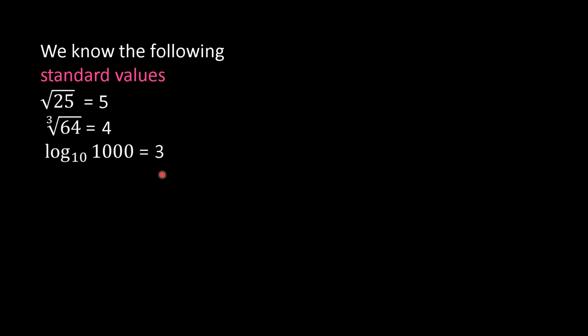We know the following standard values. Under root 25 equals 5. Cube root of 64 is 4. Log of 1000 to the base 10 is 3. Sin 30 degrees is 0.5. Cos 45 degrees is 0.7071.